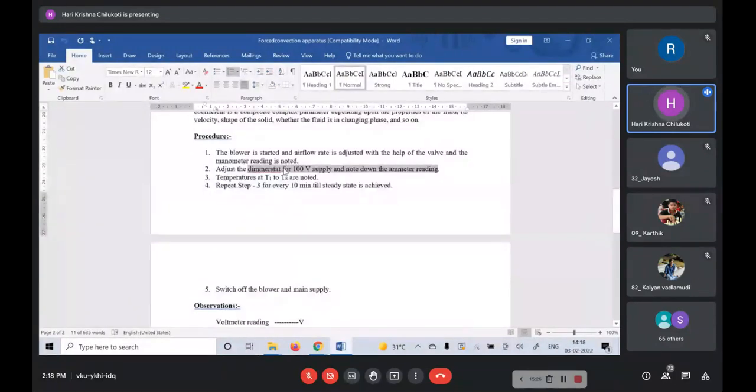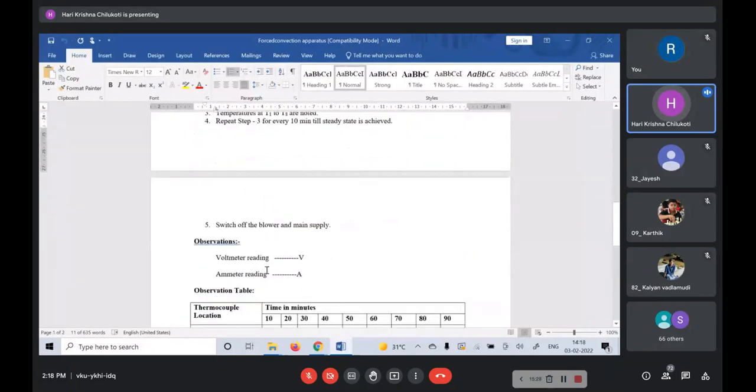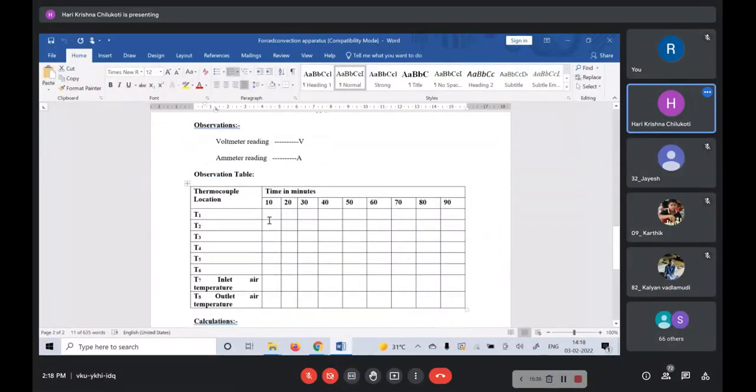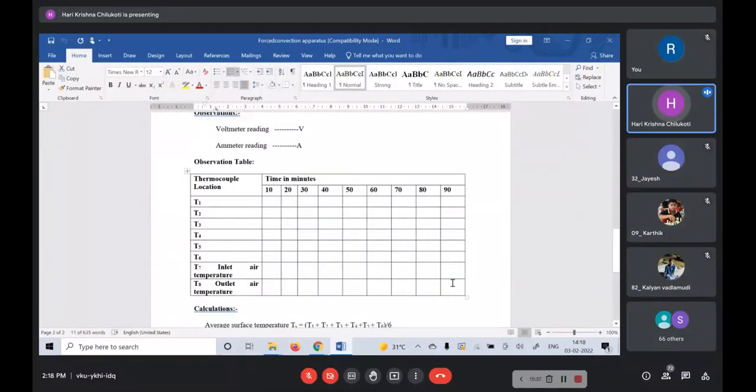You can see here we are giving a constant power supply. So we'll note down the current as well as the voltmeter readings. This is the observation table which will be given to you by the TAs. T1, T2, T3, T4, T5, T6 correspond to the temperature along the test section. T7 is the inlet air temperature and T8 is the outlet air temperature.